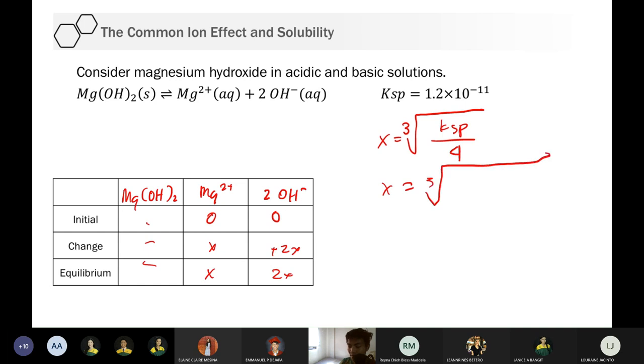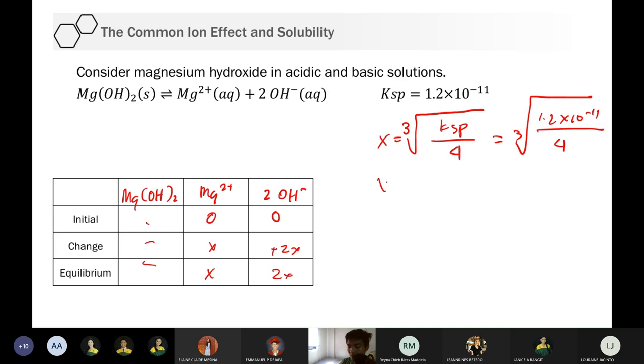So let's solve for the value of x. Dito na lang para may space pa ako. So that's 1.2 times 10 raised to negative 11 divided by 4, cube root. X is 1.4 times 10 raised to negative 4 molar. Okay. So para malaman natin kung anong pH yan mas magiging soluble, or kailan, anong pH yan mas magiging less soluble, alamin muna natin kung ano ba yung pH pag hinalo natin to sa tubig.